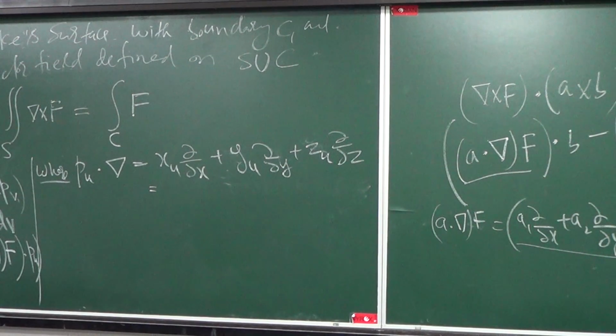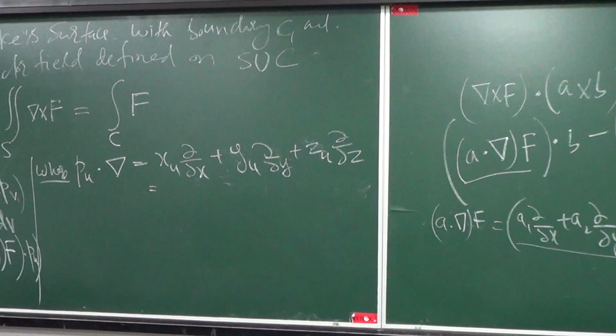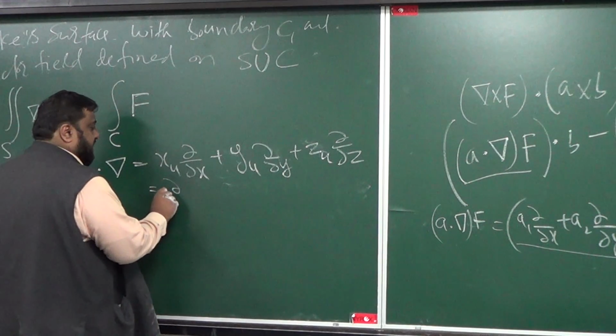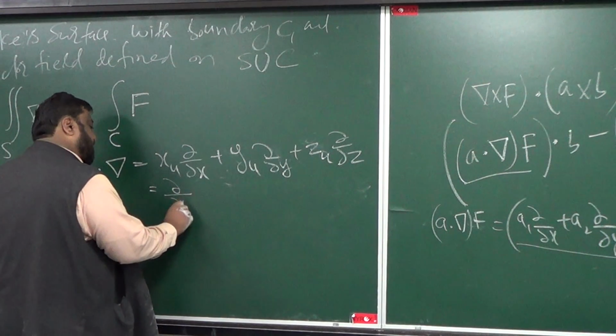So this is chain rule actually. Partial x by partial u and then partial by partial x, and partial y by partial u and partial by partial y. So it's really the chain rule. So chain rule representing what? So you can say that this is nothing but the partial by partial u.